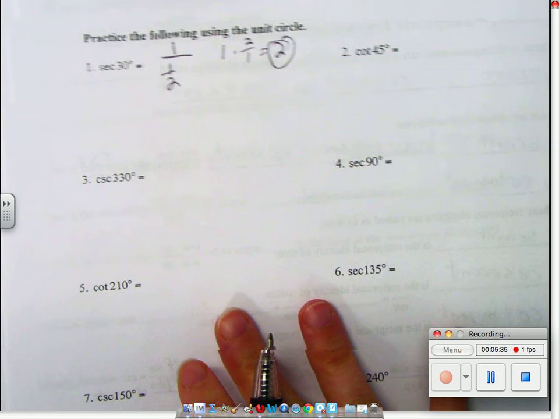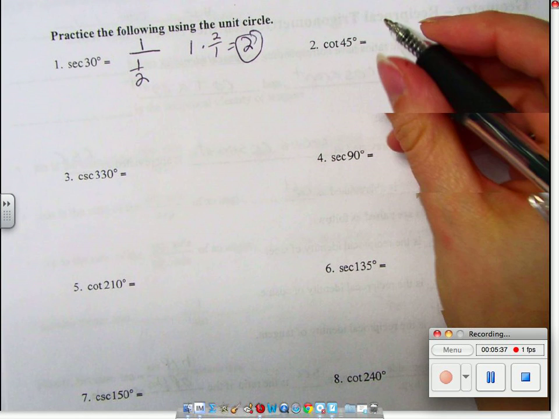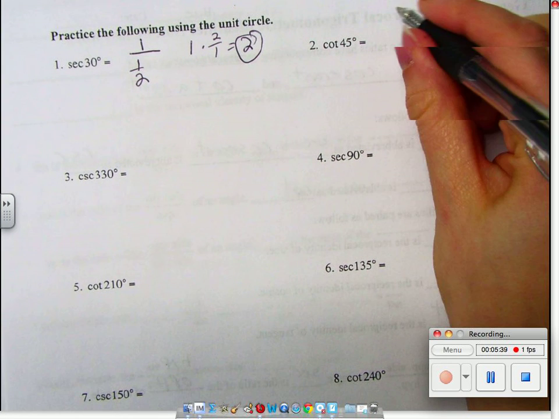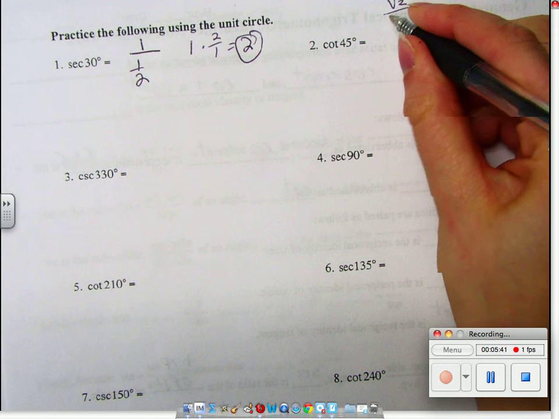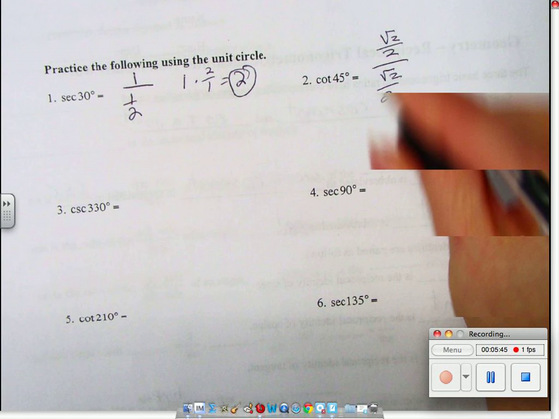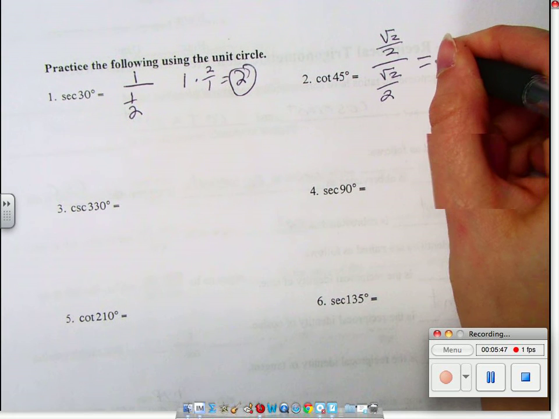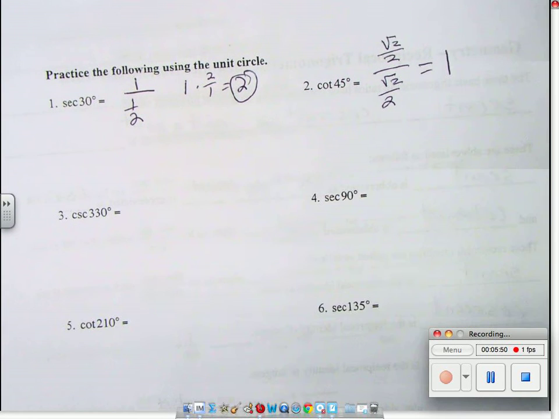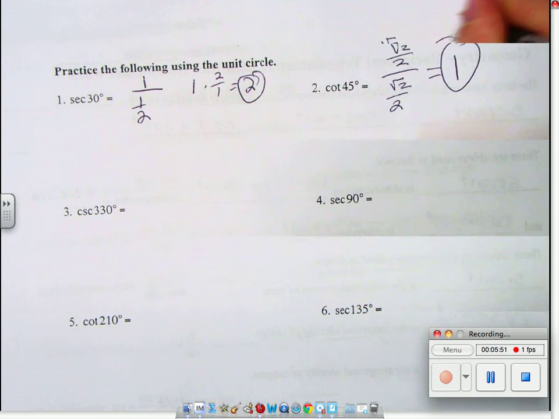Cotangent, remember, is x over y, so I'm going to go to 45 degrees, and I'm going to put x, square root 2 over 2, over y, square root 2 over 2, and what does that equal, guys? 1. Good, 1. 1 is my answer.